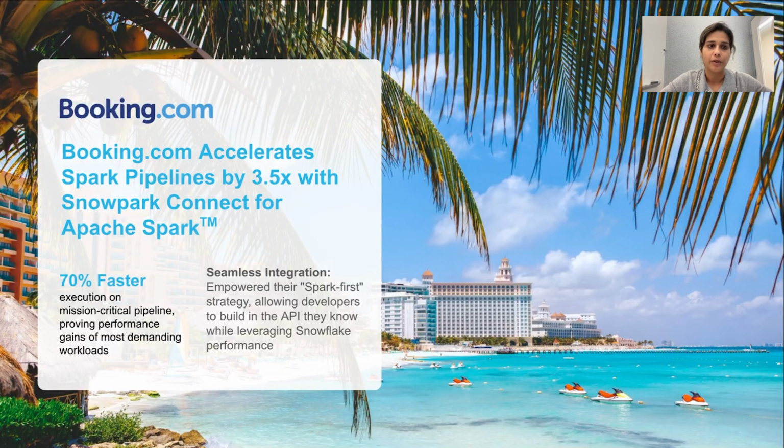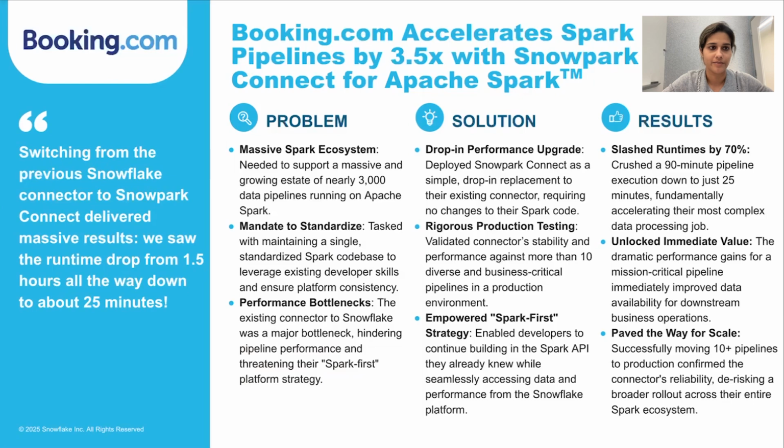Booking.com is another one of the early adopters of Snowpark Connect. They were actually able to run some of these Spark pipelines using Snowpark Connect with minimal changes. And for some of their pipelines, they have seen 70% price performance efficiency compared to the pipelines they were running on the managed Spark clusters. And this is a quick shout out that Booking.com gave us. As you can see, one of their pipelines, which was running for 1.5 hours using managed Spark, went all the way down to 25 minutes.